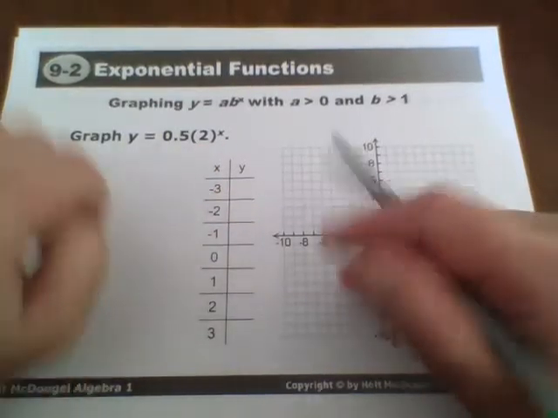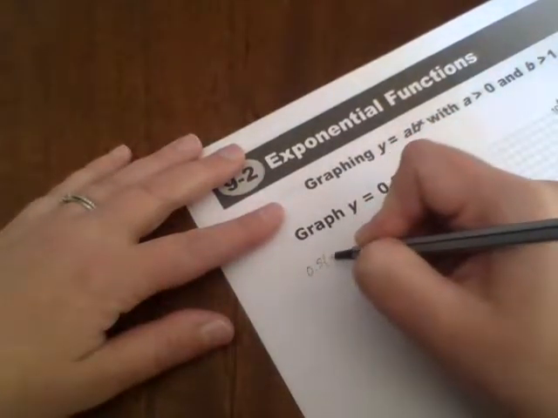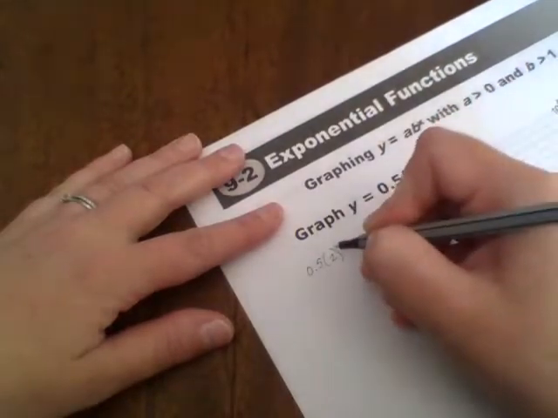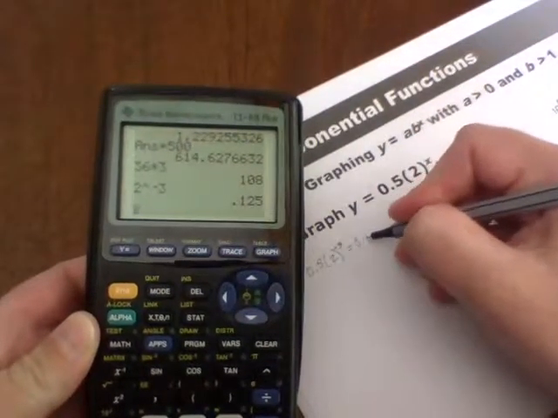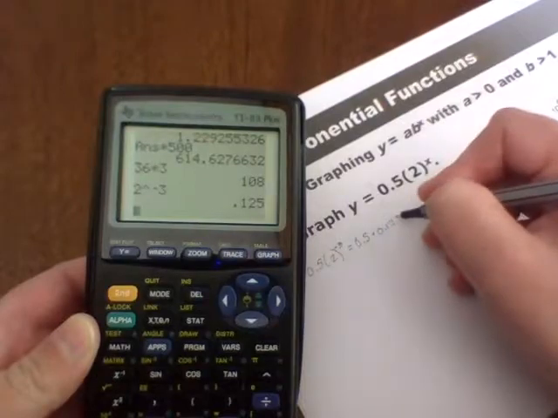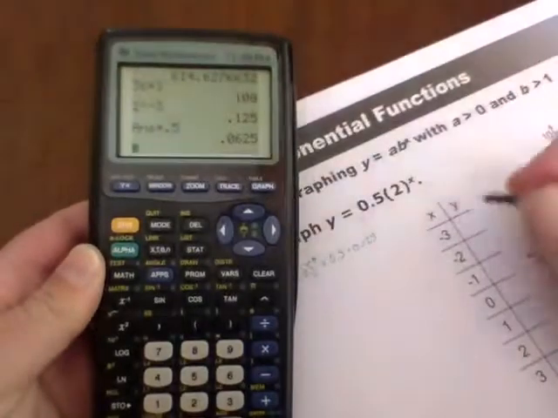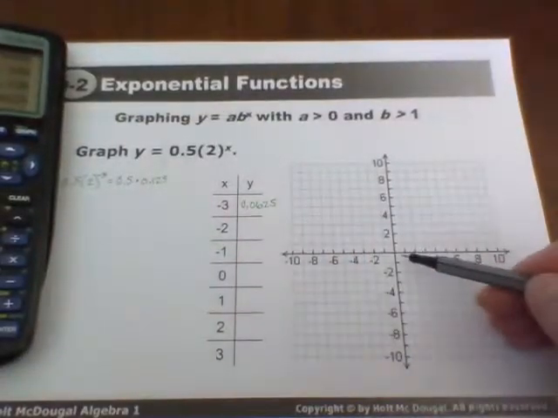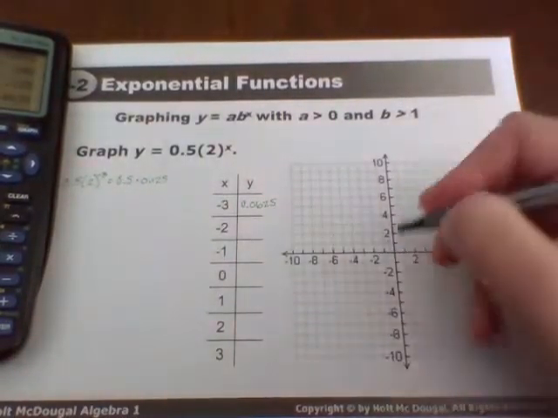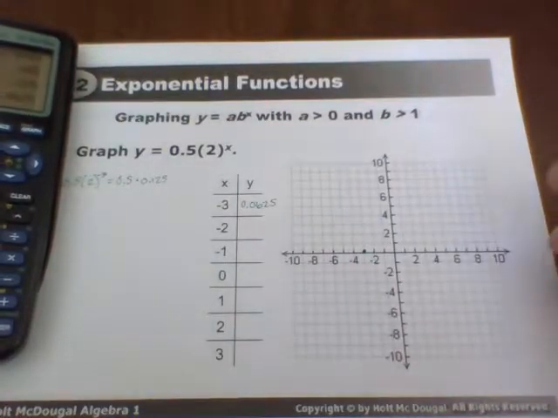So in order to get our first y value, if we plug in a -3, 0.5 times 2 to the -3, you would take 2 and raise it to the -3. So you'd end up having 0.5 times 0.125. And once you multiplied that by 0.5, you would get 0.0625. Now, that is a very small number to be able to plot here. So basically, you just graph -3 and practically 0. So notice I'm just kind of putting it right on top of the graph.